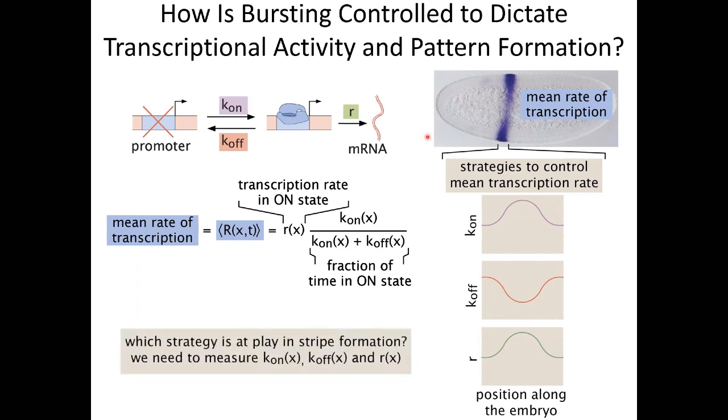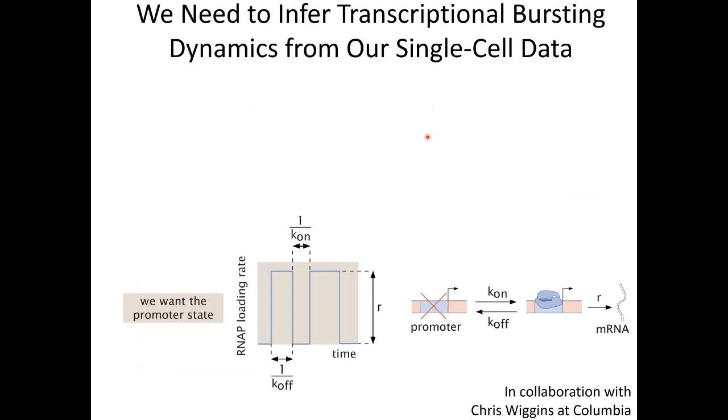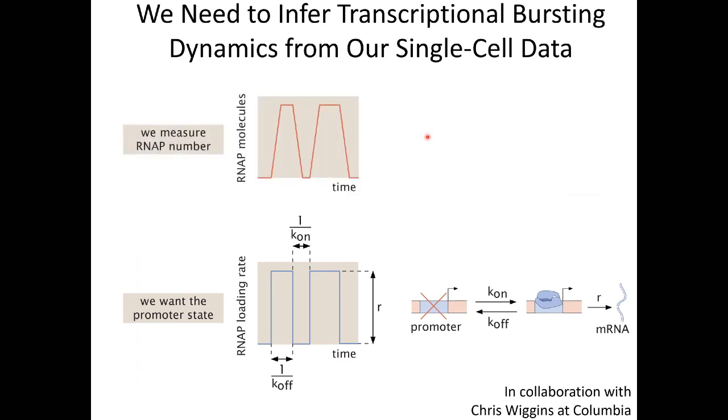So the question then becomes, what is the strategy at play in stripe formation? And to answer that question, basically you need to measure K on, K off, and R. Now, this would be trivial if I can measure the promoter state. I would just measure burst size, frequency, amplitude, and I'm done. The problem is that what's accessible to me is the number of polymerase molecules on the gene. And you need to do some sort of inference.